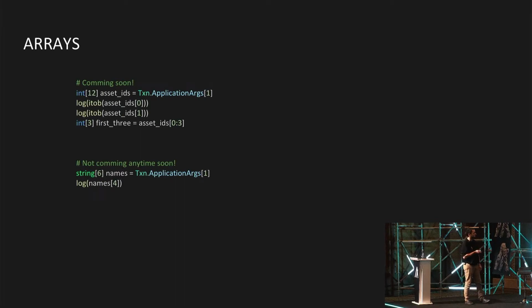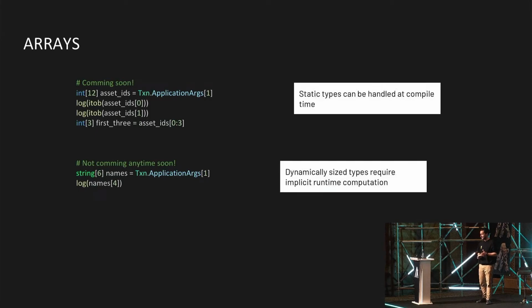Arrays are coming soon. They will follow the exact same way that structs work for static types, not for dynamic types. So we don't expect to add dynamic length strings anytime soon, or dynamic length arrays, because that involves runtime computation in the AVM. It gets a lot more complicated and it's a lot harder to reason about, and I really want to be sure that it's necessary to have that before we implement it.